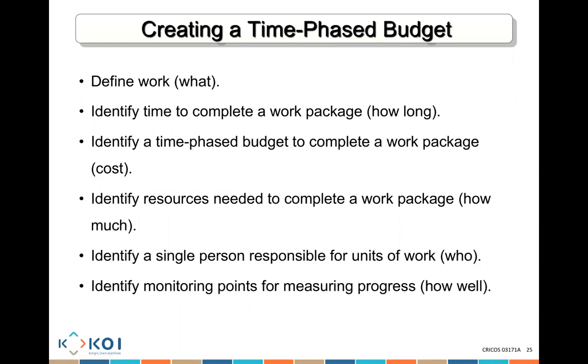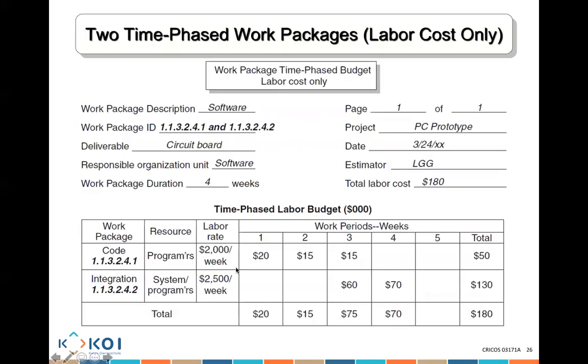How do we do it? We need to define what needs to be done, how long it's going to take to complete, how much it's going to cost me, how many resources I'm going to need, who is going to be responsible for that job, and how we are going to monitor to ensure we are progressing with the work. Without all of these points, you cannot really create a time phased budget. This is an example. I have an activity called coding. It's going to cost me $2,000.